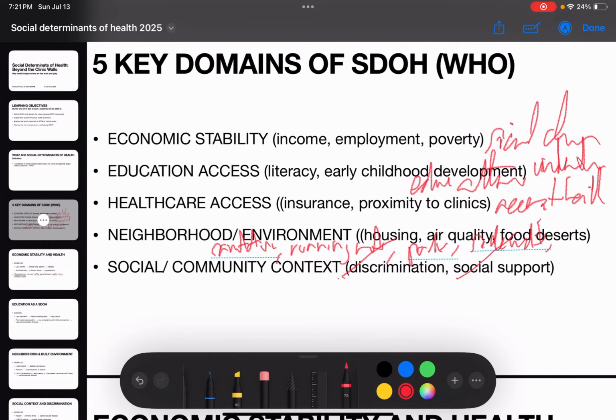So when we talk of discrimination, this can be in terms of class, race, gender, social class. When we talk about social support, this is whom the family turns to in times of emergency.